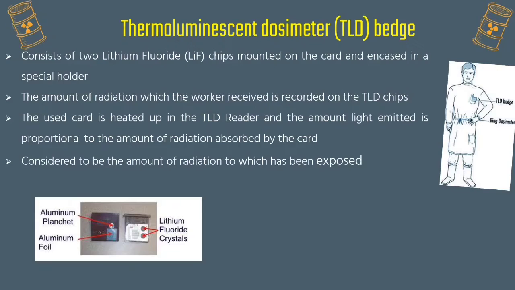As for the thermoluminescent dosimeter badge, which is the TLD, it consists of two lithium fluoride chips mounted on a card and encased in a special holder. It's worn like a badge on the body for 1 or 2 months, depending on the nature of the work, and the amount of radiation which the worker received is recorded on the TLD chips. The used card is heated up in the TLD reader, and the amount of light emitted is proportional to the amount of radiation absorbed by the card. It's considered to be the amount of radiation to which the wearer has been exposed.